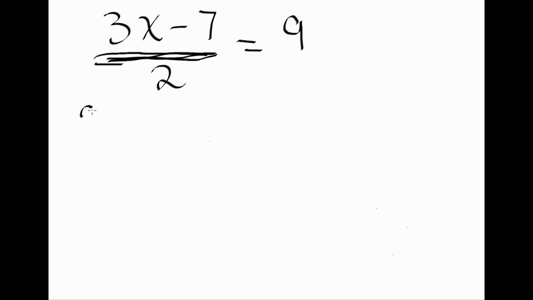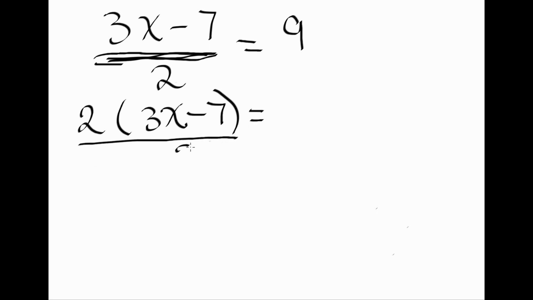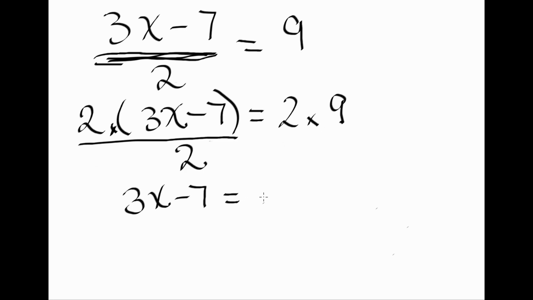So how's that going to look? It's going to be something like this. 2 that multiplies all of that's on the numerator. So it's multiplication. And then if we do it on the left side, we have to do it on the right side. So here's going to be 2 times 9. Now 2 divided by 2 is just 1. We don't need to write the 1 because 1 multiplied by this, it's just what's in here. So it's going to look like 3x minus 7 equals 2 times 9, it's 18.